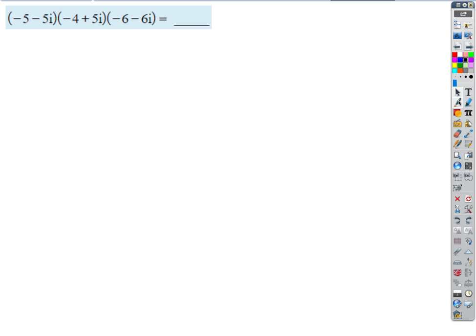All right, multiplying complex numbers. I only gave you one like this, but let's just talk about this. If I'm multiplying three numbers, I think I mentioned this yesterday, you've got to multiply them in pairs, right? So we're just going to take the first two first, just those two. If I distribute the -5, what's that give me? 20. What's -5 times 5i? -25i, good.